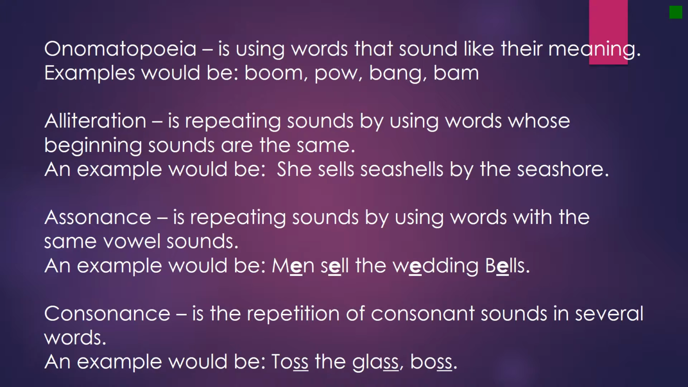Assonance is repeating sounds by using words with the same vowel sounds. An example would be, men sell the wedding bells. In these words, you see the E in the words a lot. So you have that vowel sound of the E, and men sell the wedding bells.